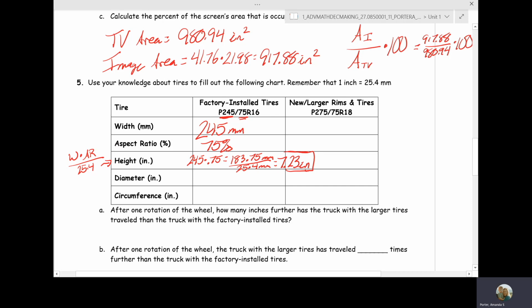To get the diameter, I am then going to take 2 of the heights. So 2 times 7.23, and I'm going to add the rim, which is 16 from above. We're at 30.46 inches for the diameter. So again, your diameter is 2 times the height plus the rim.